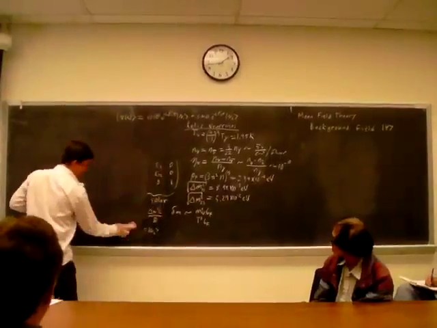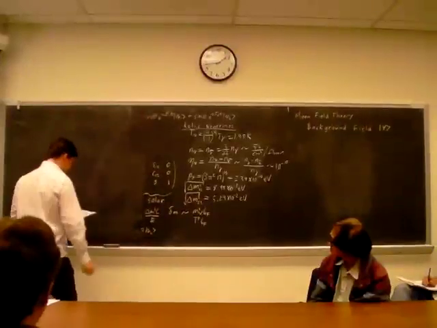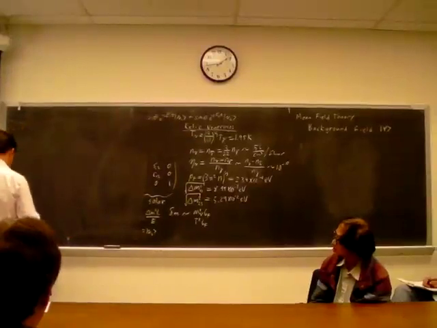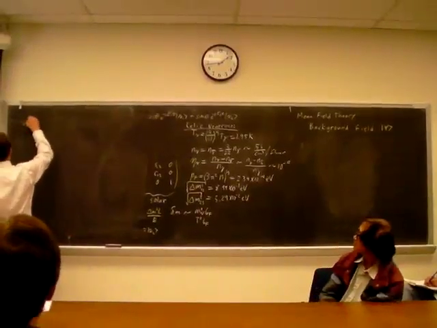Okay, so I'm going to put a state into the theory. This is going to describe the background. And I want to know what operators are going to get expectation values due to the presence of this background. So consider the following operator.